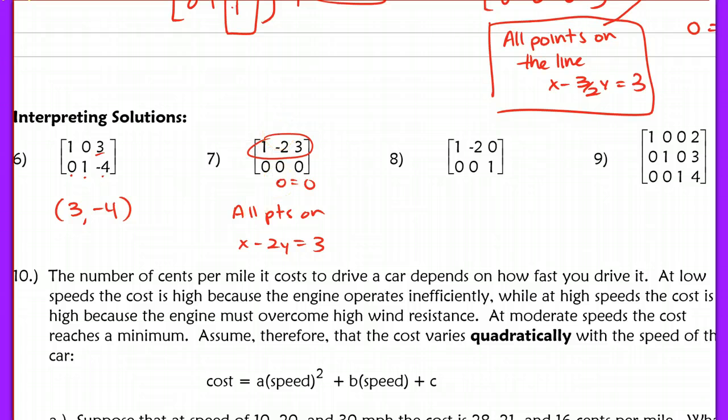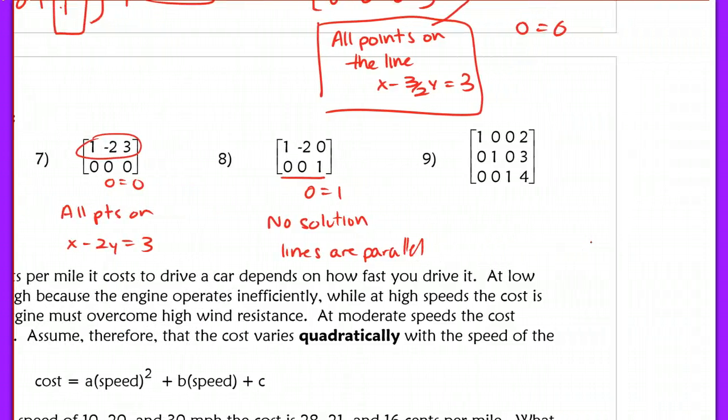In problem number 8, this in the bottom is false. 0 does not equal 1, so this has no solution because our lines are parallel. So it's very similar to what we did in problem number, I guess, 1, the first 3 questions that were all the exact same.